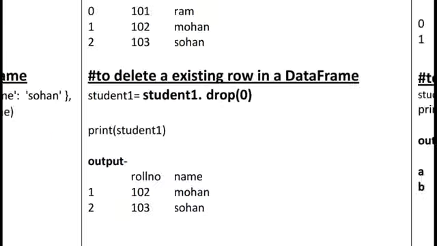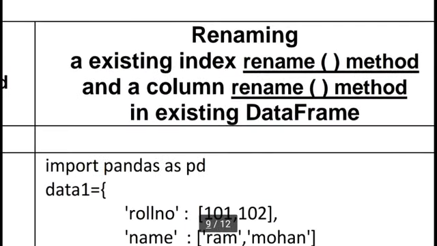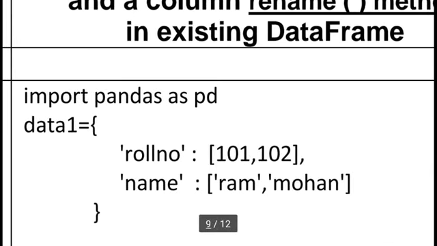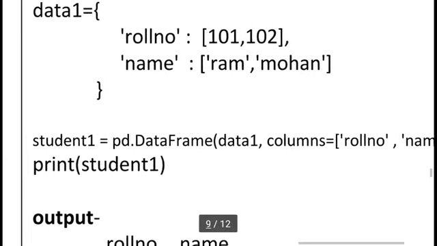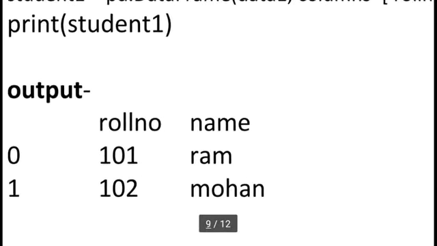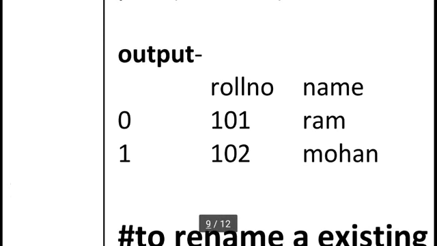Now I am taking a new operation, renaming. It means we can change the index name, or we can also change the column name using renaming. Okay, so I am taking the same example again. Import pandas as pd, data1 we already know, and to create the data frame, data is converted into the student1 data frame, and display this. But here my main purpose is, you can see the index values are 0 and 1. So I want to change this 0, 1 according to our user defined index.